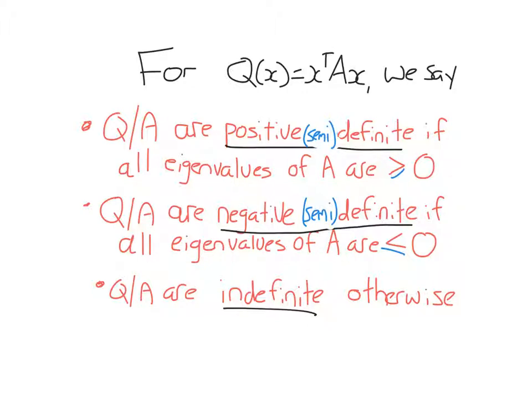I want to also stress again that A is a symmetric matrix. If A is not a symmetric matrix, remember, some of the stuff I've told you in this video won't work, like that you can diagonalize it, for example. So A has to be symmetric, and then these definitions hold.